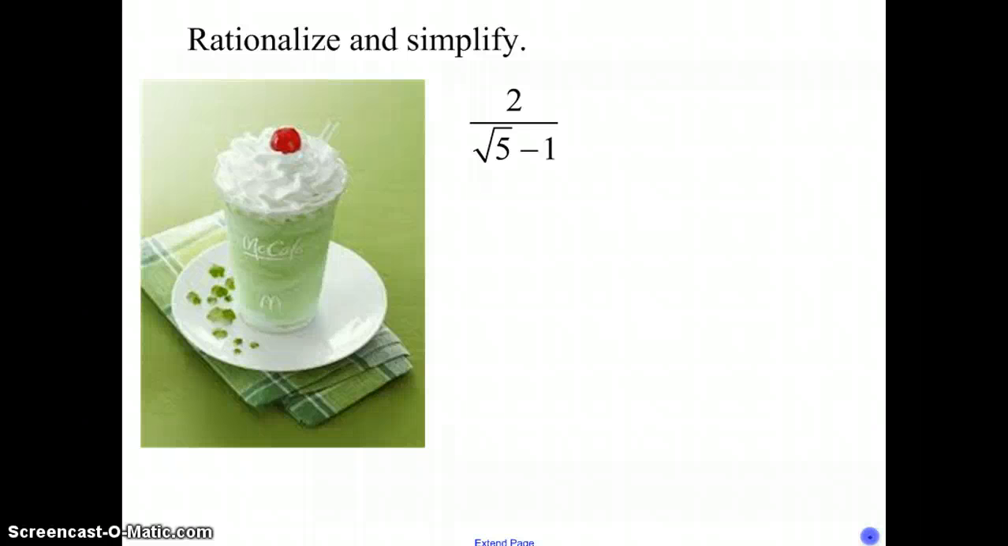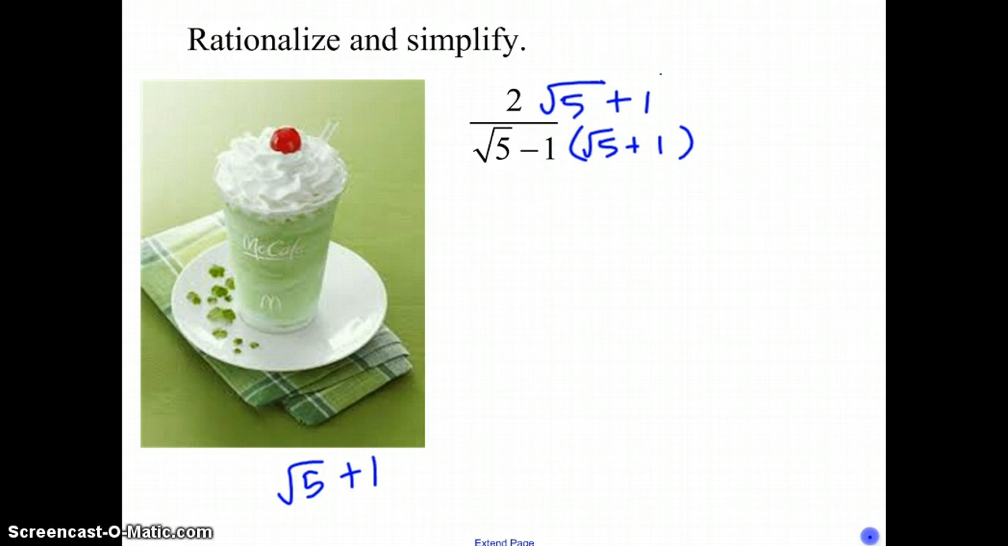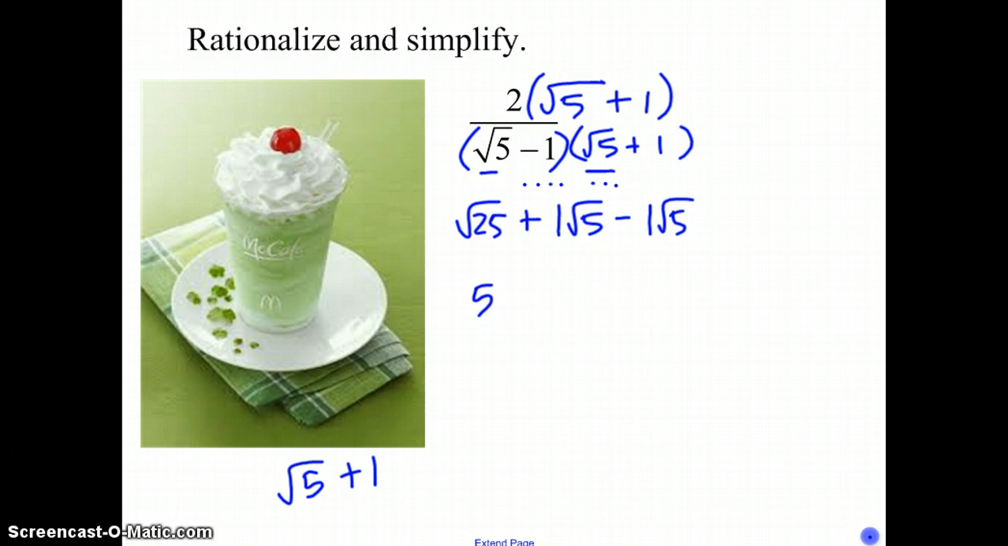So here we have root 5 minus 1. The conjugate would be root 5 plus 1. So we multiply both top and bottom by root 5 plus 1. On the bottom, do what we just did. First, root 5 times root 5 is root 25, which we both know is 5. Outers would be 1 root 5. Inners would be negative 1 root 5. And last would be negative 1.